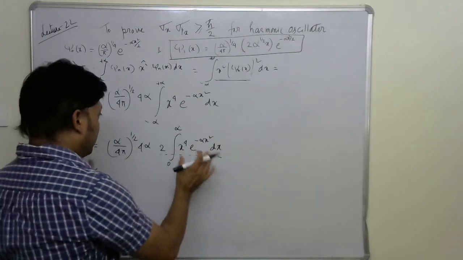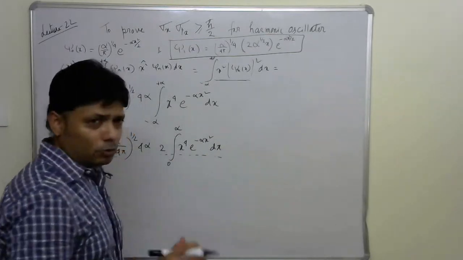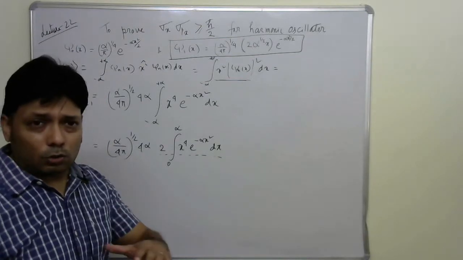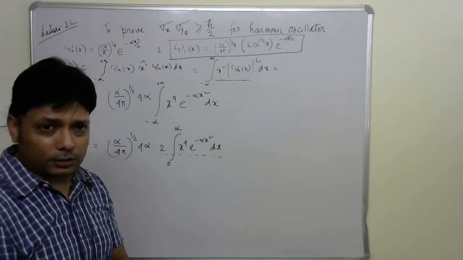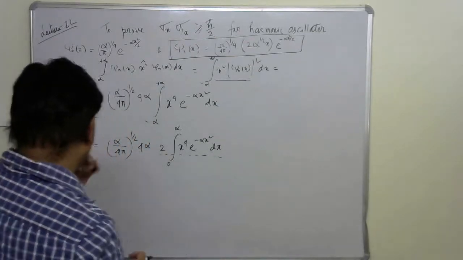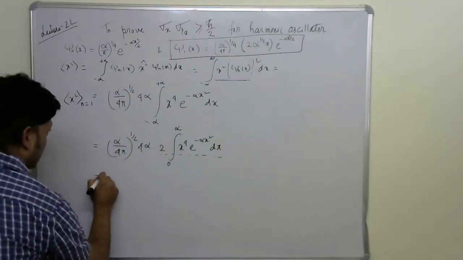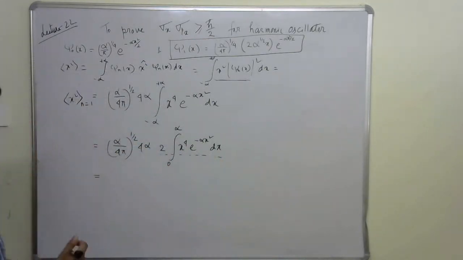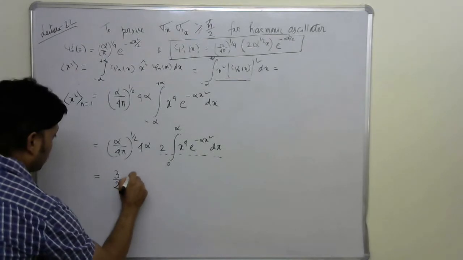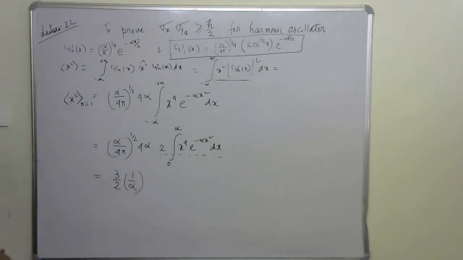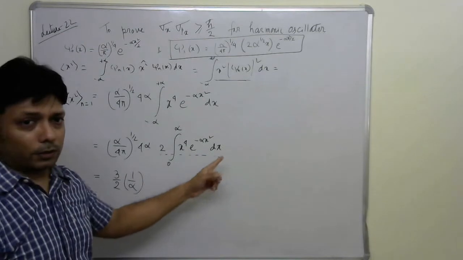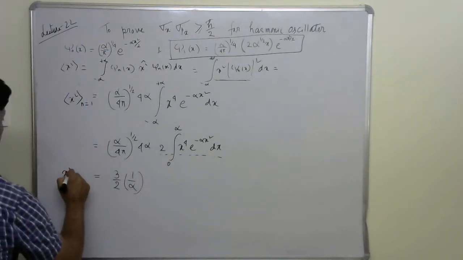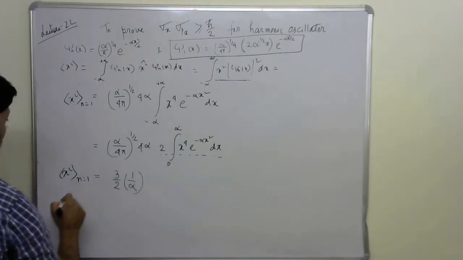So you have to apply the expression from the standard integral, and don't worry, in the test or somewhere else you will be given the value of the standard integral, so you don't have to remember. If we apply the standard integral and do all these calculations, it can be shown that this comes to 3 by 2 times 1 over alpha. It's your job to verify whether this equals 3 by 2 times 1 over alpha. So this is the value for x square average for n is equal to 1.